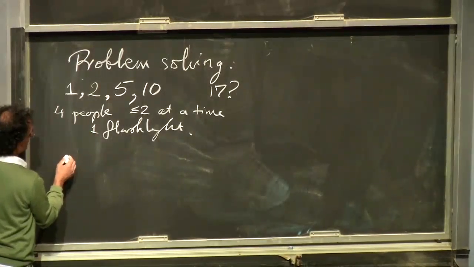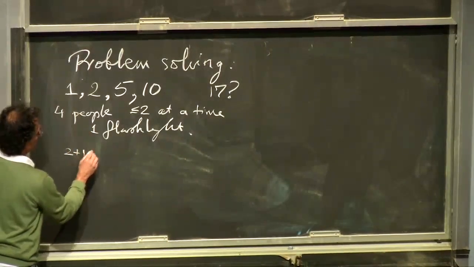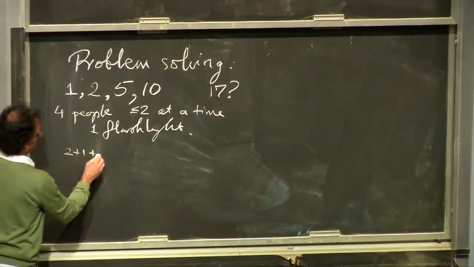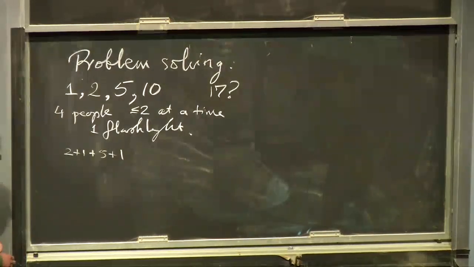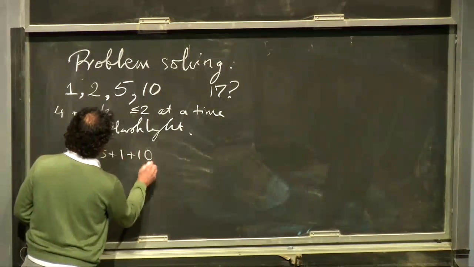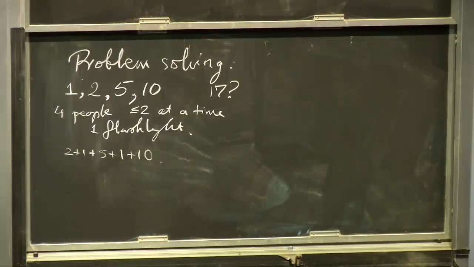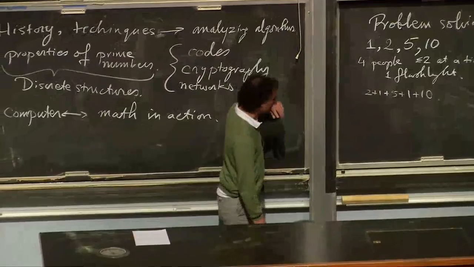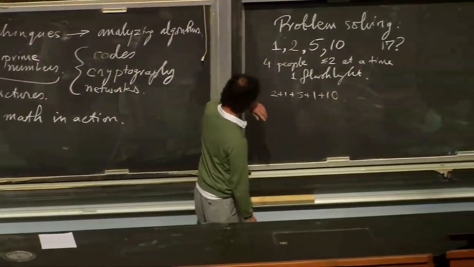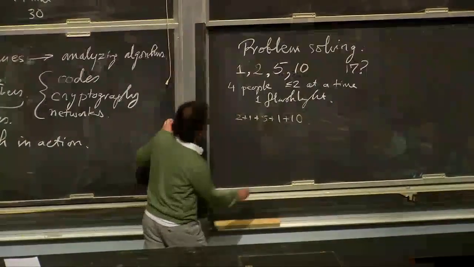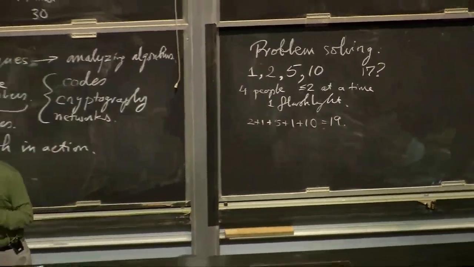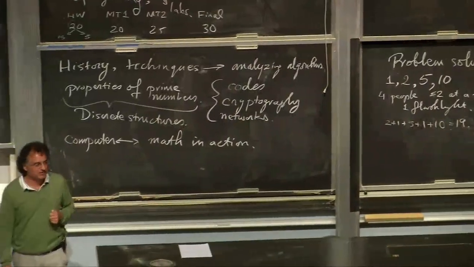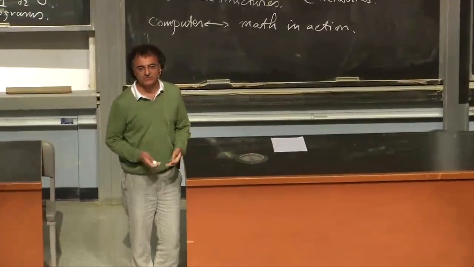So 2 plus 1 plus 5 plus 1. Oh, wait, how much did we do? Plus 10. Is that how much it takes? Wait, how much is that? Okay, that's 19. And surely we can't do better than using the fastest one. So there's no other way to solve the problem.